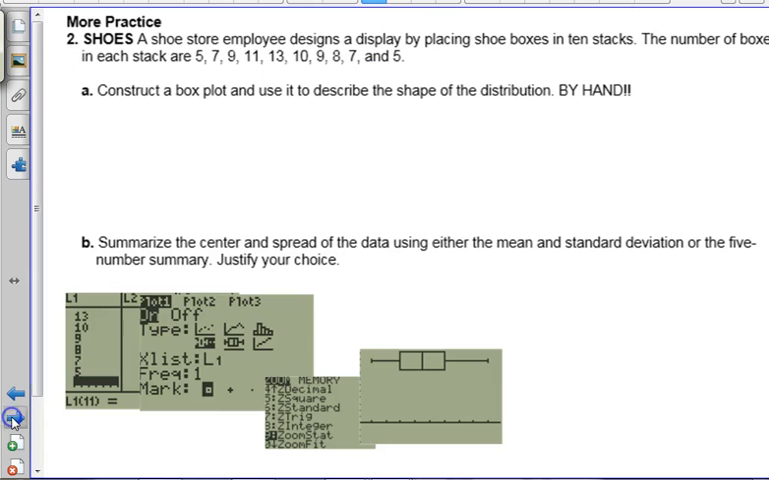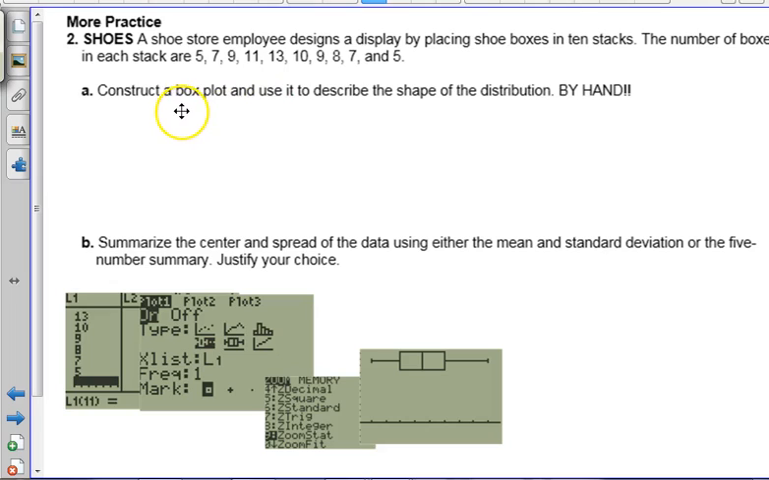Now, moving on to talk about this. I want to do a quick box and whisker totally by hand. So this is the dumbest question. A shoe store employee designs a display by placing shoe boxes in 10 stacks. The number of boxes in each stack are 5, 7, 9, 11, 13, 10, 9, 8, 7, and 5. Wouldn't it make more sense if we were talking about the size of the shoes? Just weird.